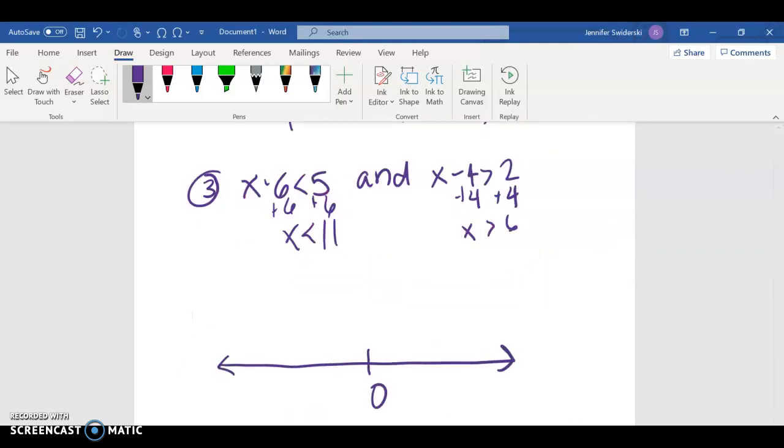So when I go in and graph this, I'm going to have my graph. All right, so I have 0 in here. I'm going to have x has to be less than 11, open circle to the left, or x has to be greater than 6.